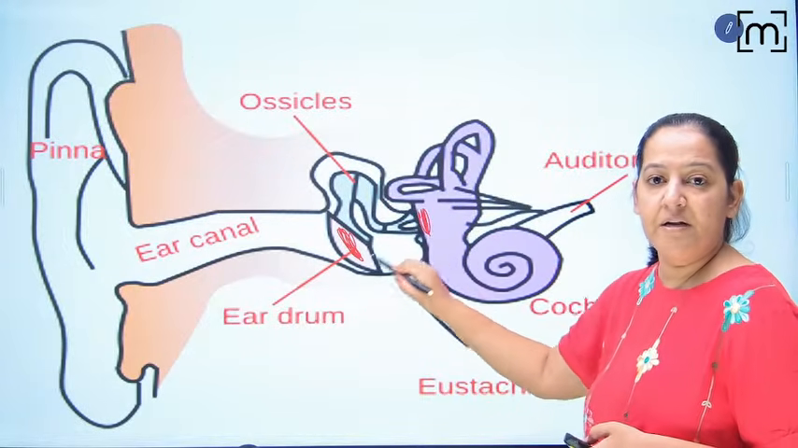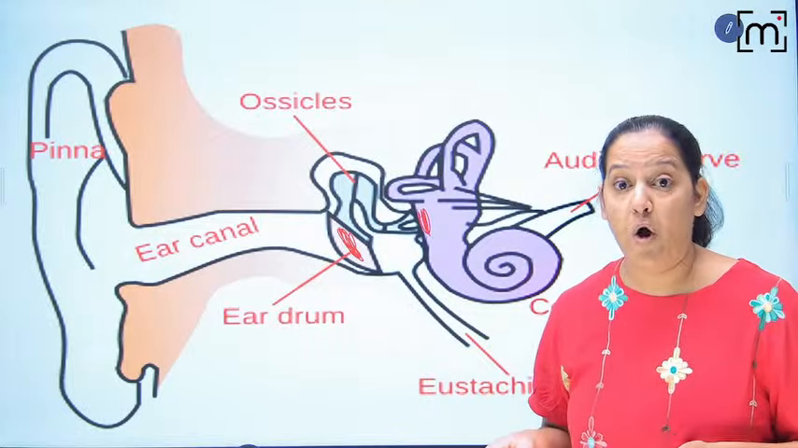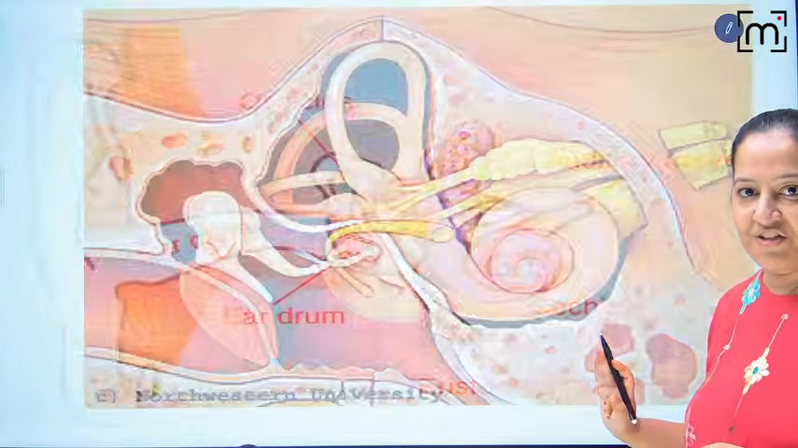From the tympanic membrane to the oval window with an advantage. I will tell you how much advantage. Okay, so this is the function. I hope everyone got it.